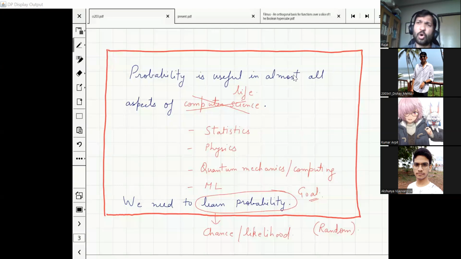As human beings, we have always dealt with probability. You take decisions all the time. But as mathematicians and computer scientists, we want to formalize these concepts. That's our goal.